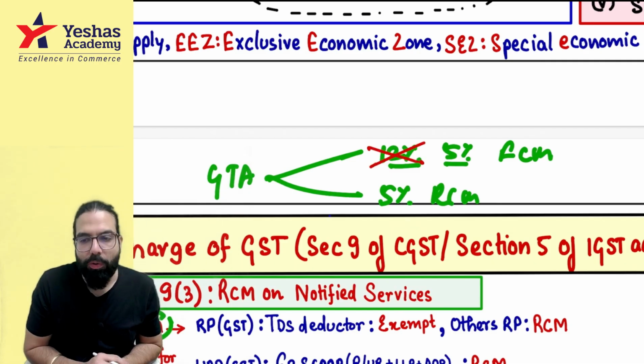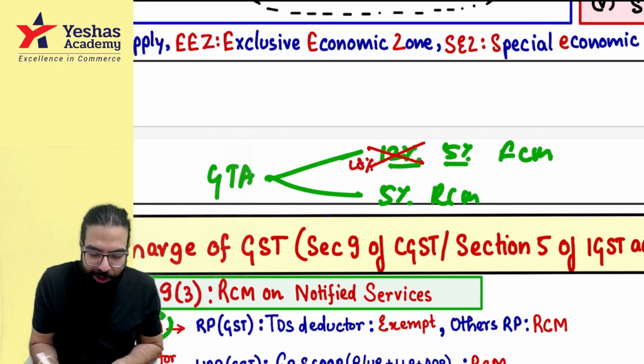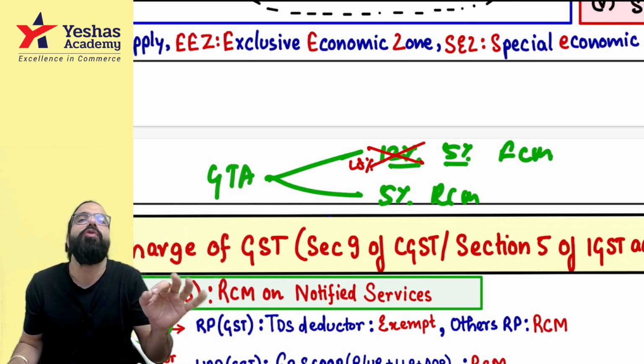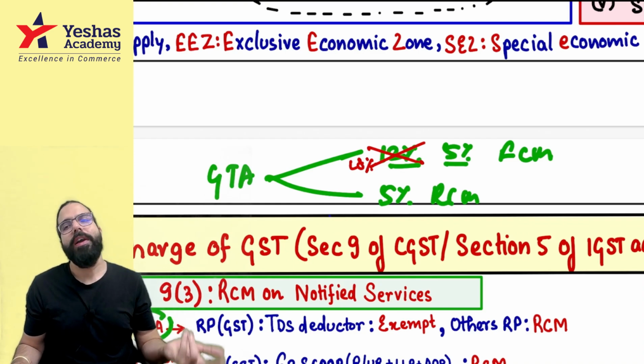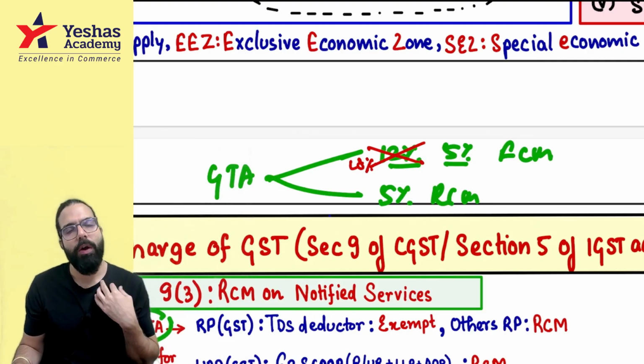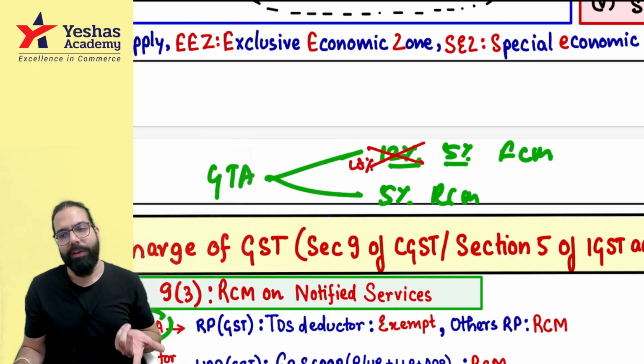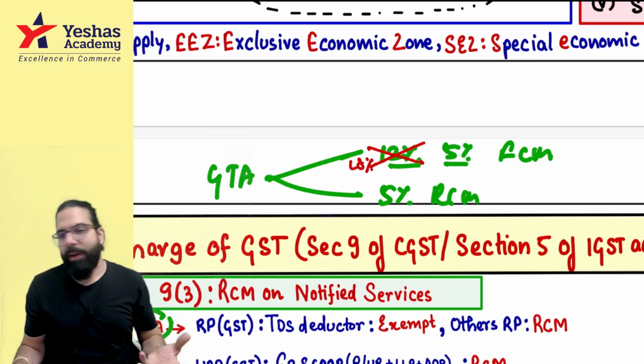Now this is not 12%, this is now 18%. GTA, if it is charging forward charge mechanism and it wants input tax credit, it has to charge 18%. Earlier it was 12, now it has become 18. Sir, how does it impact us? Anyways, for you guys, rate of tax is not applicable for your exam. Are we all clear with this point?